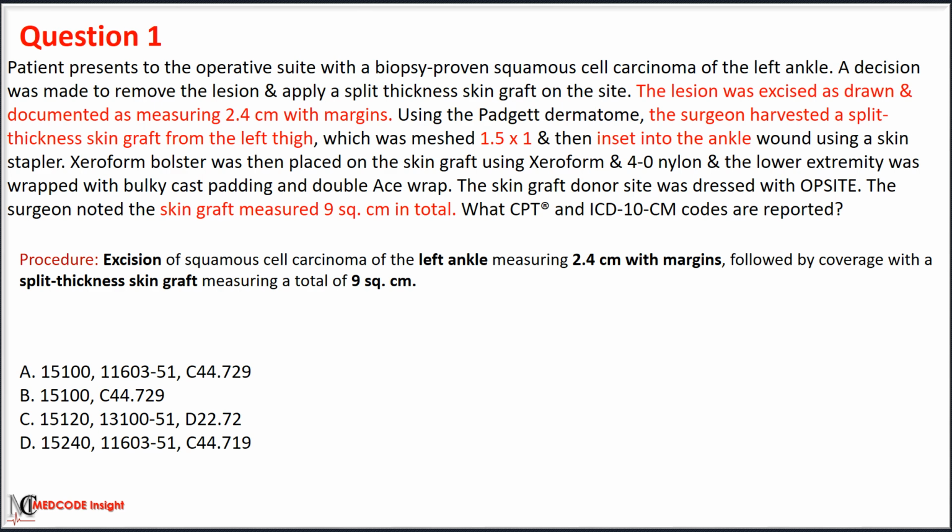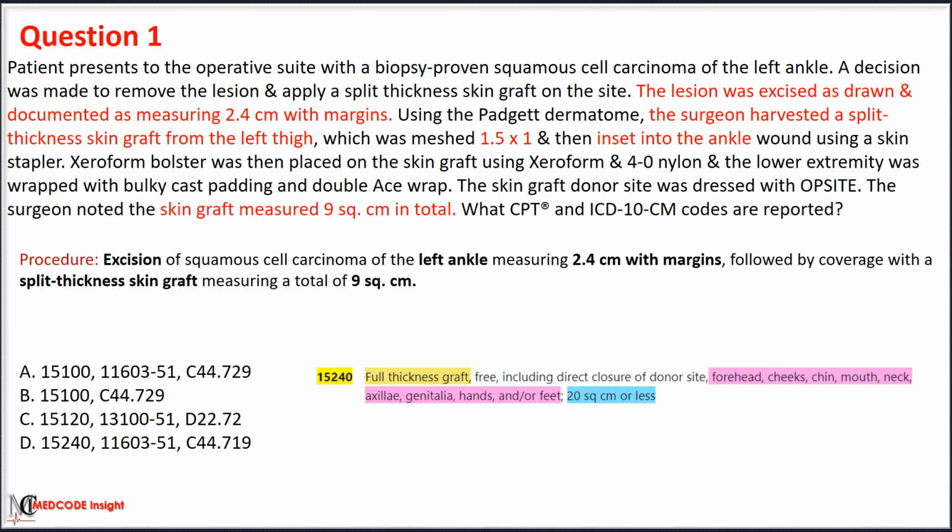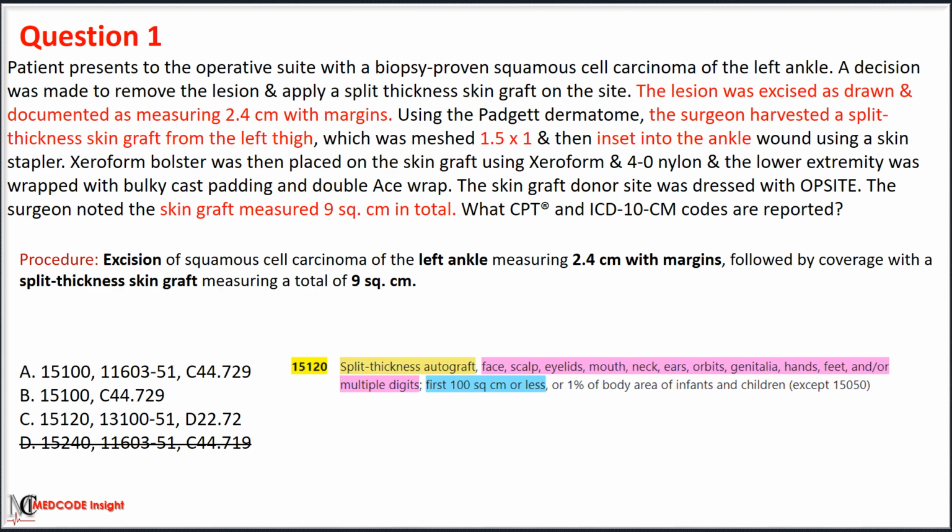In the given scenario, excision of a squamous cell carcinoma of the left ankle measuring 2.4 cm with margin was performed, followed by coverage with a split thickness skin graft measuring a total of 9 square centimeters. In the first step, we will eliminate the options based on the type of graft used. A split thickness skin graft was used for coverage. So we will first eliminate option D with the service code 15240, which is for full thickness graft. After eliminating option D, all remaining options have the initial code for split thickness skin graft.